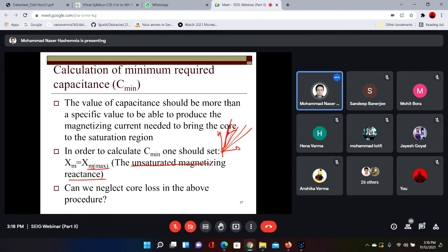By the way, this is an interesting point. In most of the papers that calculate the minimum capacitance, they have neglected the value of core loss. What's the reason? In the papers calculating the capacitance requirements of the SEIG, they neglect core loss. What is the reason?